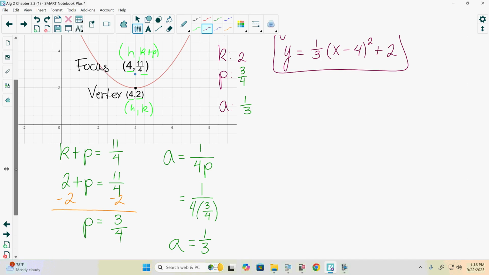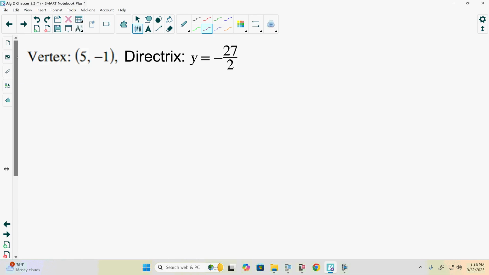Again, I find this to be one of the trickier parts of chapter 2, figuring these pieces out and putting them back together. Now from the starting information, we'll deal with one that's a little bit trickier than focus and vertex. That's vertex and directrix. We have to do a little more with that, but directrix and vertex is kind of nice.